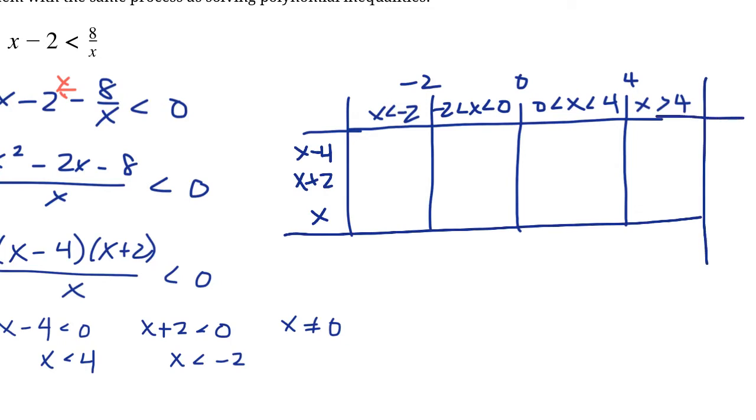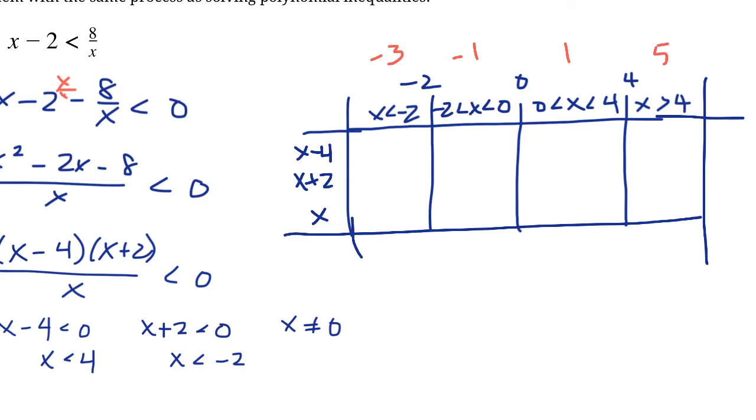They're going to determine where this thing is positive or negative. If you want, you can just plug in test values into the original function, but this just breaks it up and makes it a little bit easier. So less than -2, I'm going to plug in, let's try -3. Between -2 and 0, that's -1. Between 0 and 4 is 1. Greater than 4 is 5.